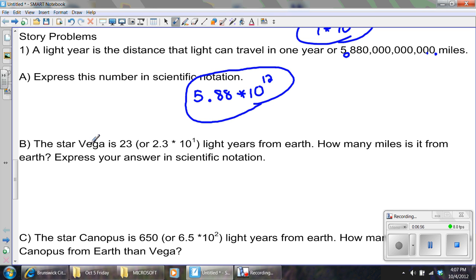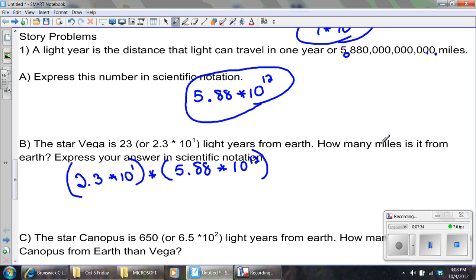The star Vega is 23, or 2.3 times 10 to the 1st light years from Earth. How many miles is it from Earth? Express your answer in scientific notation. Well, I know it's 2.3 times 10 light years. And how many miles does light travel in 1 year? Well, it travels this number here in scientific notation. So I need to multiply. I need to do 5.88 times 10 to the 12th power.